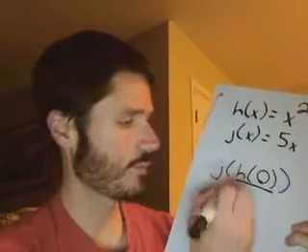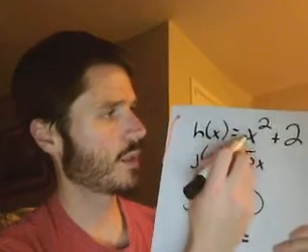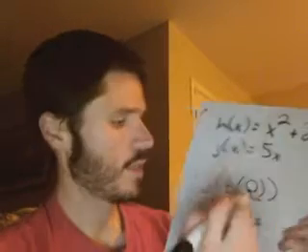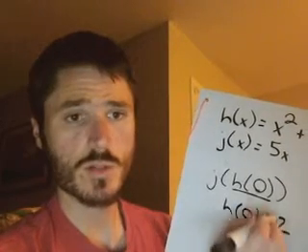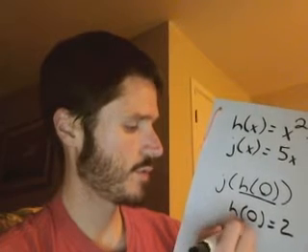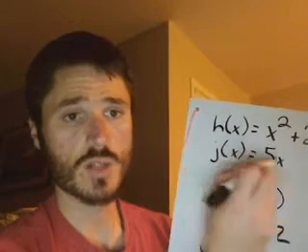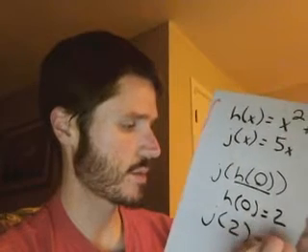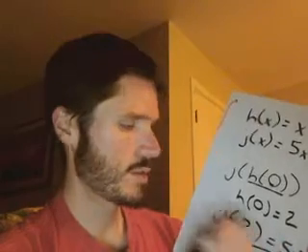So what is h of 0? Well, pretty easy. We plug in the 0 for x, and we get 0 squared plus 2. 0 squared is just 0, plus 2 is 2. So h of 0 is 2. Now what we can do is we can substitute that 2 in for h of 0. So we get j of 2, which is what? Well, it's 2 substituted into the x in the j of x equation. 5 times 2 is 10. So this is equal to 5 times 2, which is 10.